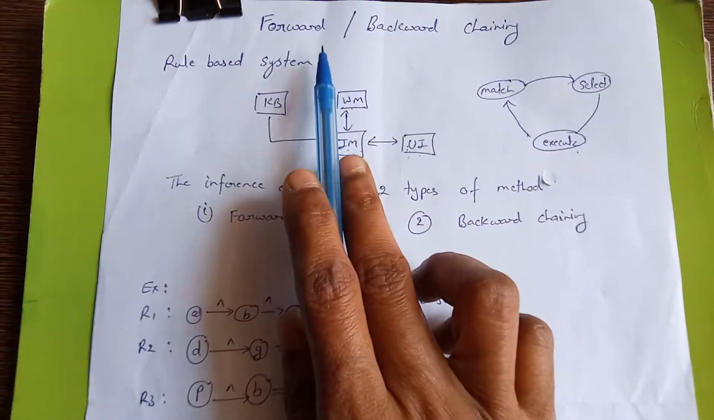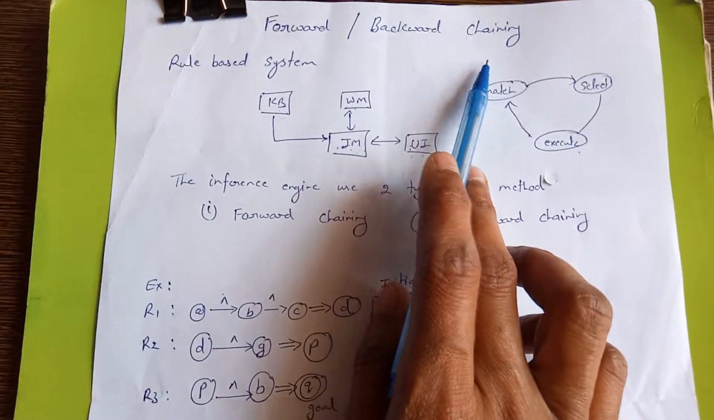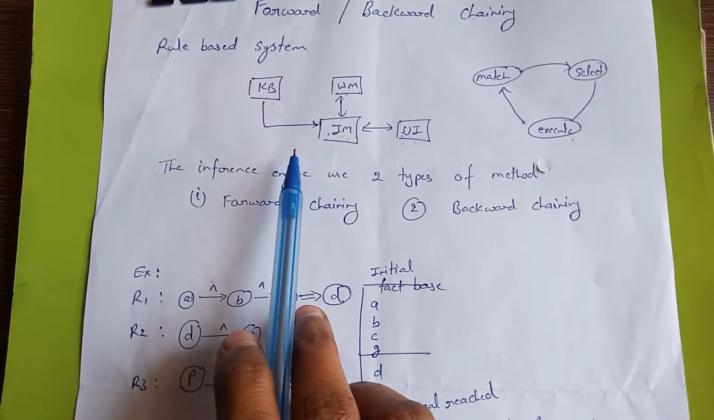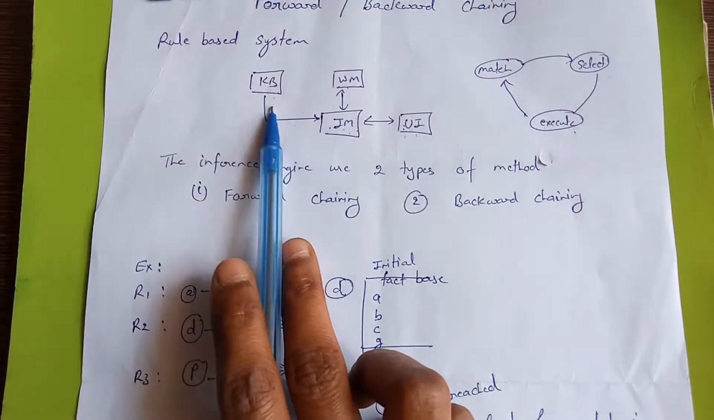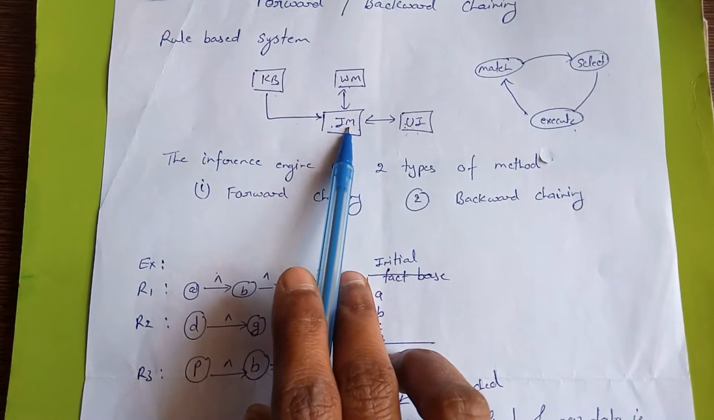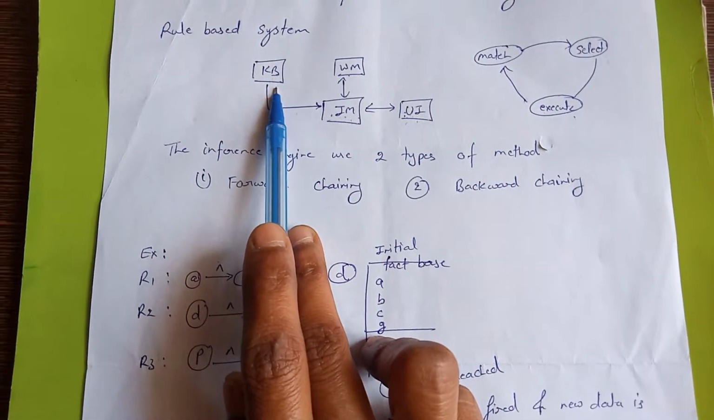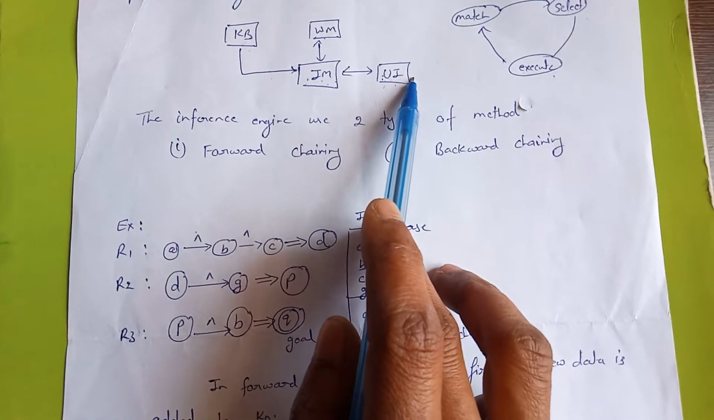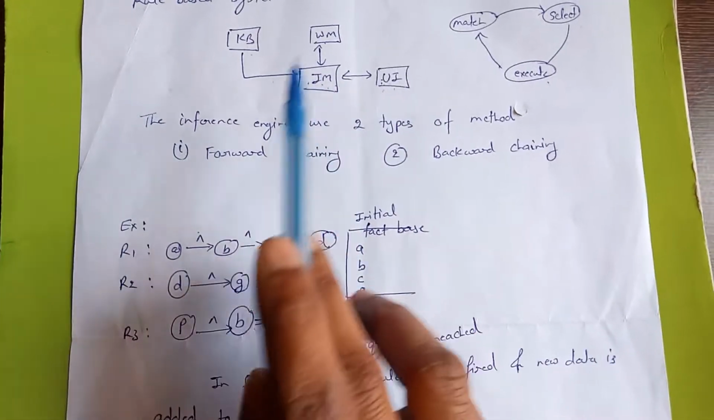Today we will discuss the topic forward versus backward chaining. Earlier we have studied expert systems or rule-based systems. In that we know there are four main components. One is user interface, another is inference engine, and third is knowledge base. User interface is used for the interaction with the system through which we can send our query.